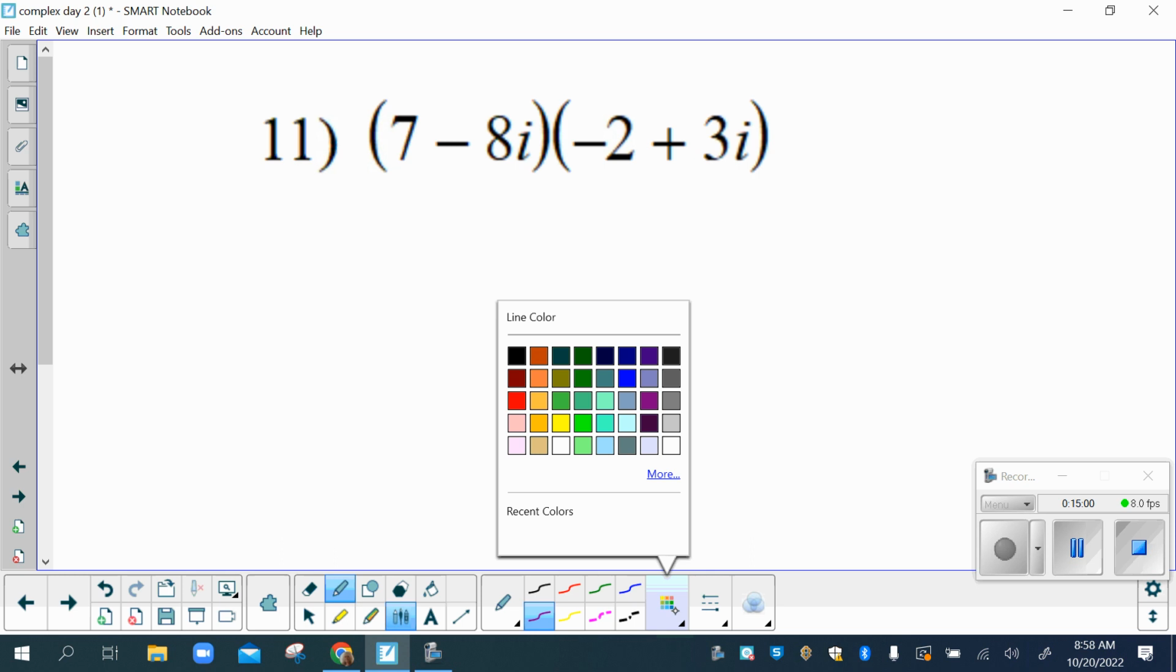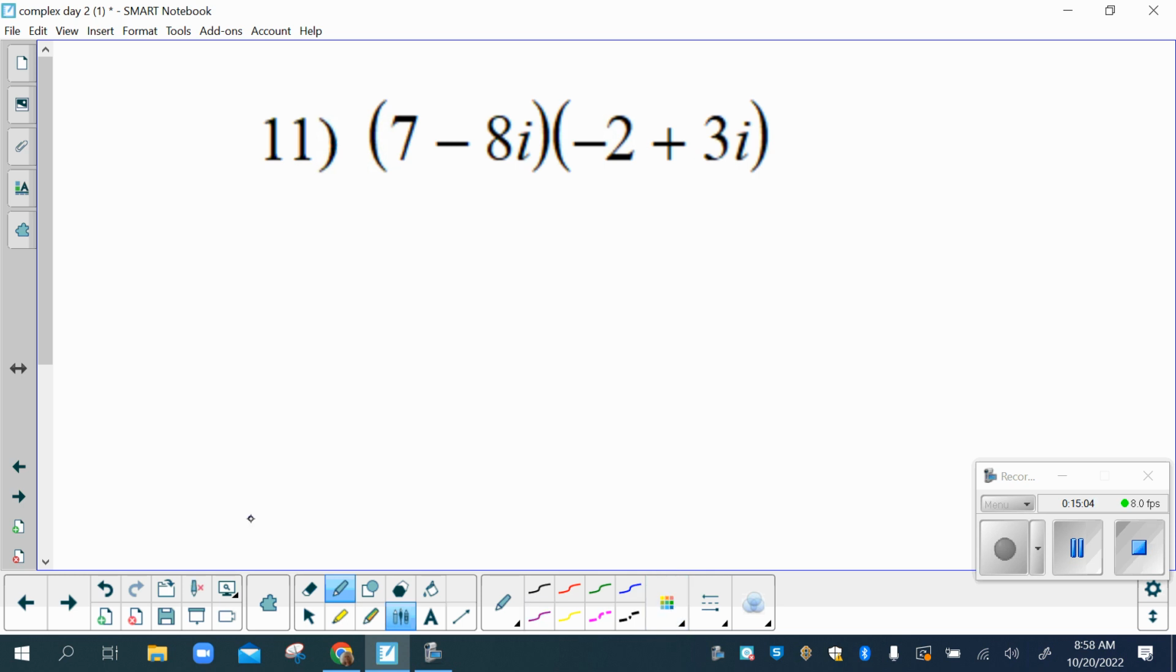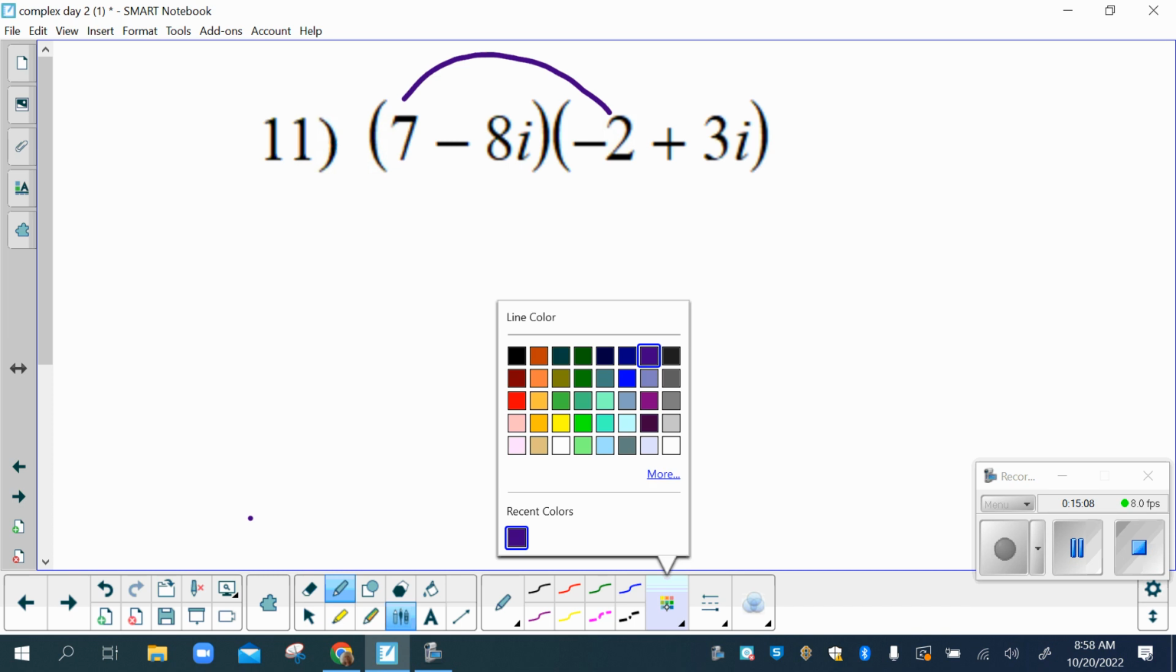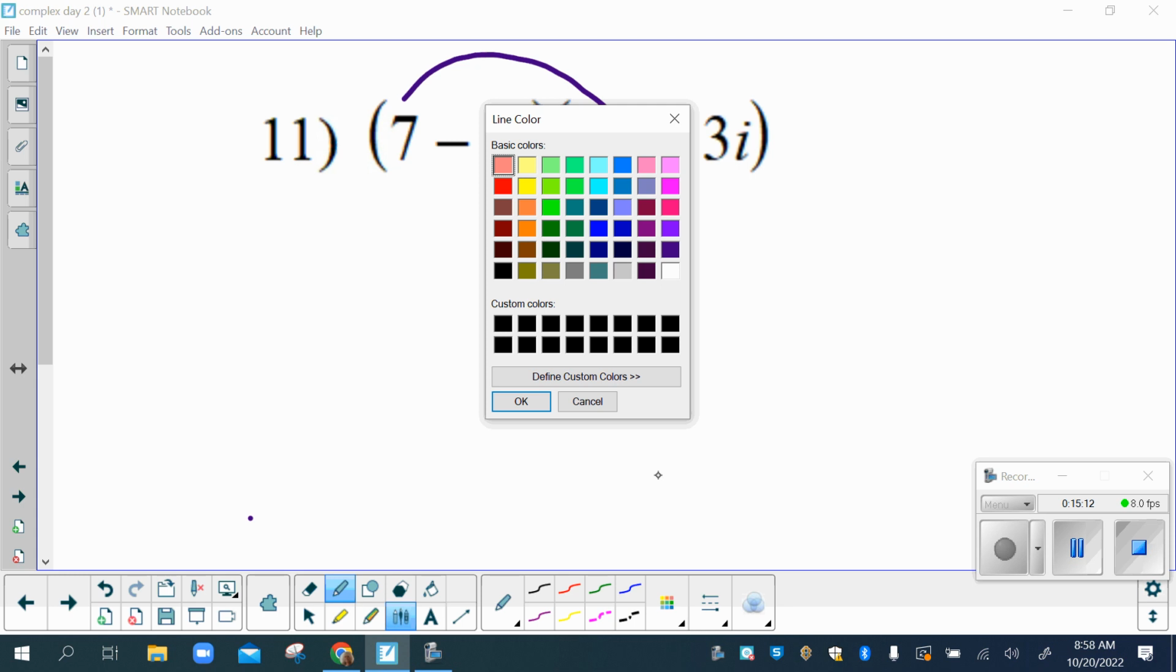I want a different color. Ooh, purple. Pretty. Ooh, it's too dark, huh? A lot more. Ooh, that's a good one.